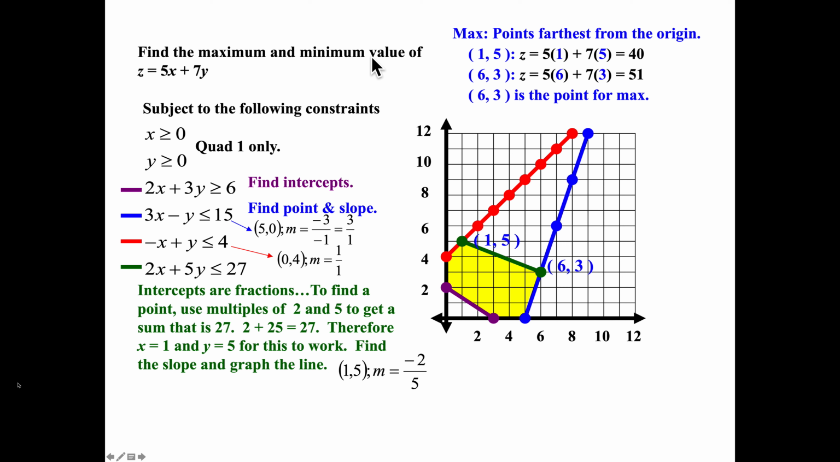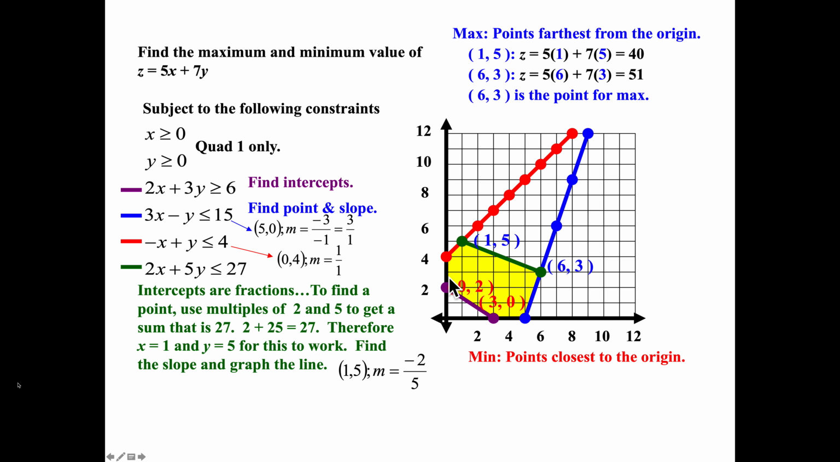Now, if looking for the points furthest from the origin gives us the biggest value, then finding the points closest to the origin will find the min value. So we have the points 0, 2, 3, 0. Again, same philosophy. 0, 4, 0, 2. 2 is smaller than 4. 0, 0, that's a wash. This will give me a smaller value. 5, 0, 3, 0. 3 is smaller than 5.